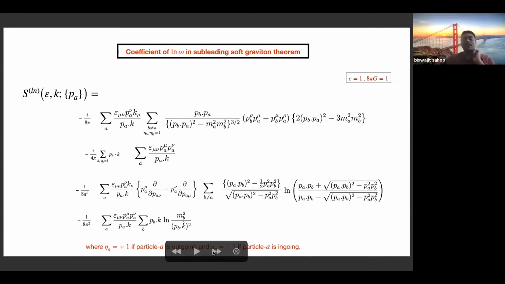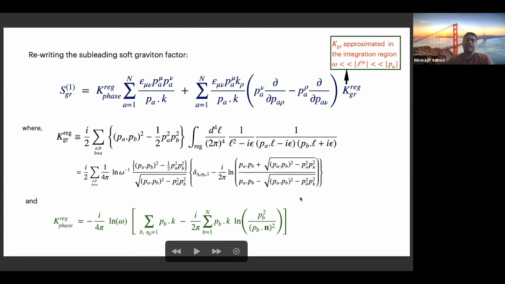So what I'm going to tell is that this result you can write in a form from which you can see that possibly even without doing all this analysis, you can expect this result could be derived. So this is this slide. This soft factor which I have written there, this log omega term, now I am including the log omega factor also. This is what I am calling the subleading soft factor.